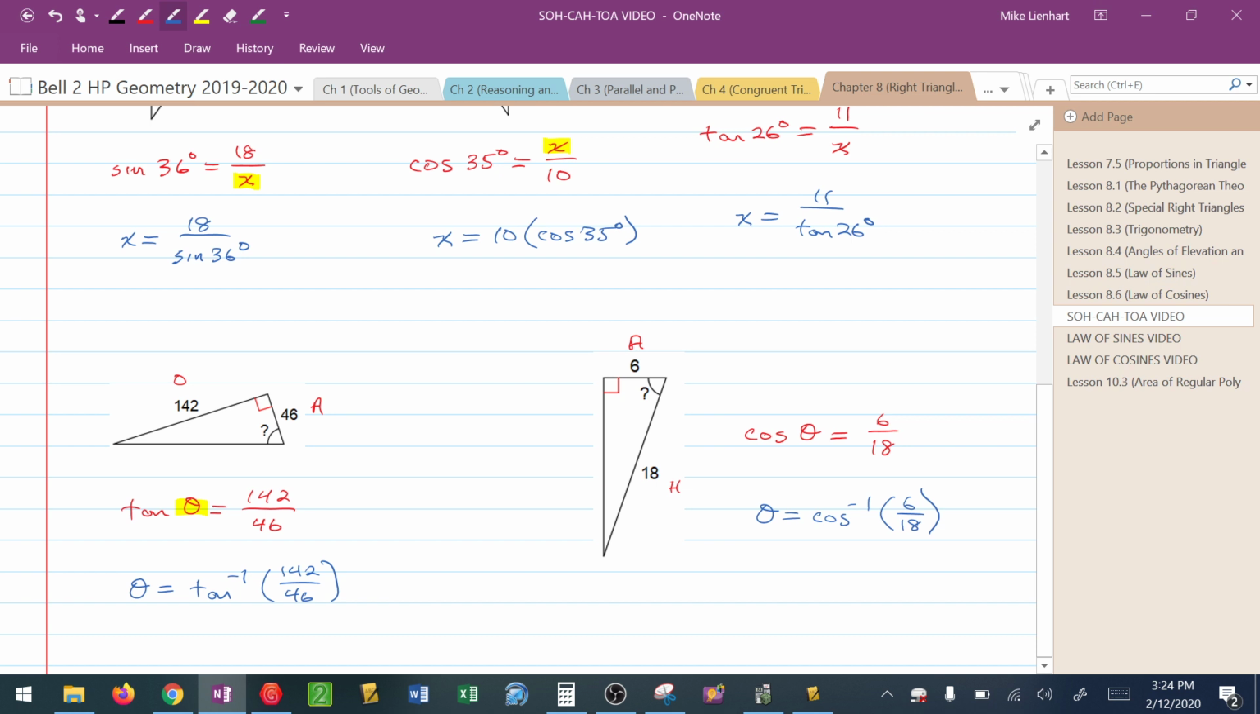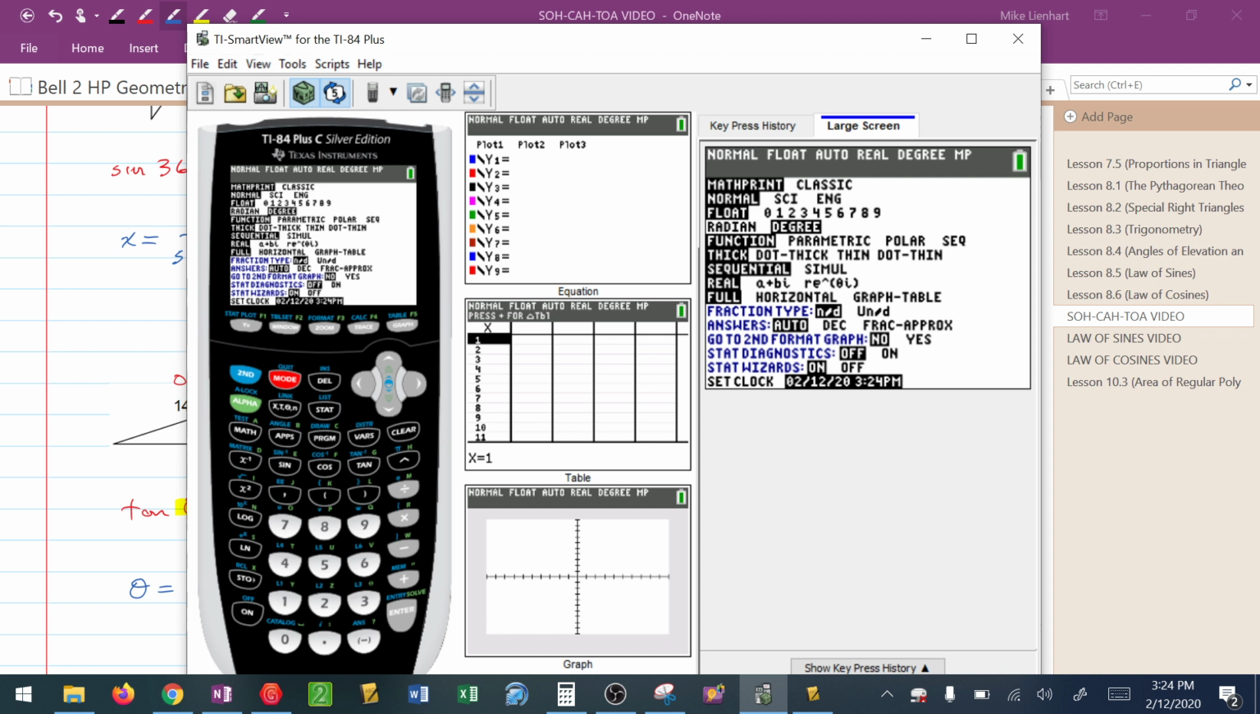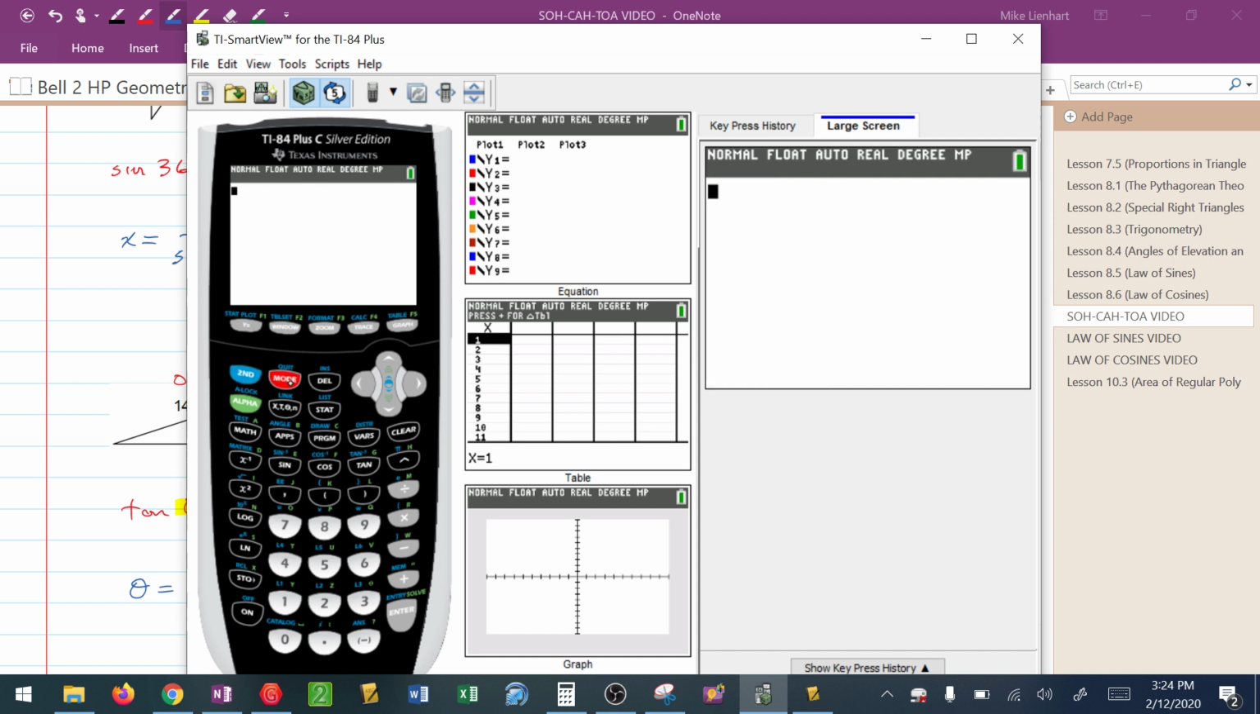To do the first one, I'm going to go to the calculator and make sure on the graphing calculator that my mode is in degrees. You should see that on there. If it's not, move your cursor and highlight it. My calculator is in degree mode.